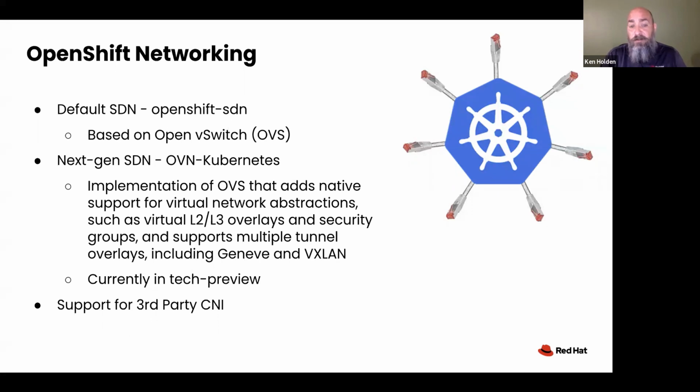OpenShift also supports third-party CNIs to offer even more network functionality beyond what OVS and OVN can provide. This is where Calico Enterprise and Red Hat OpenShift work really well together to give you that full enterprise-ready solution from both the containerized platform as well as the advanced networking features.